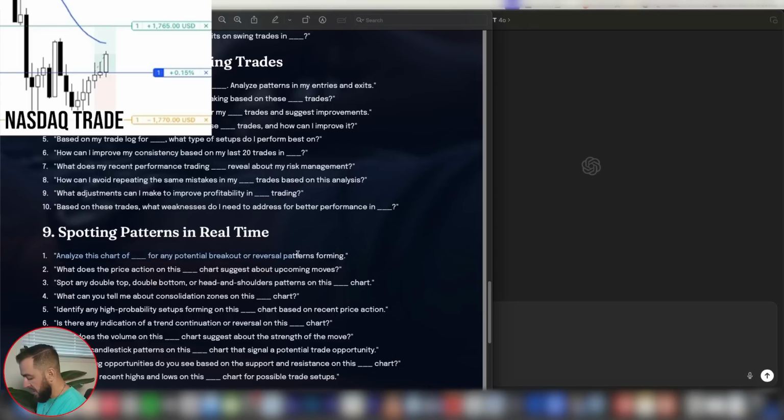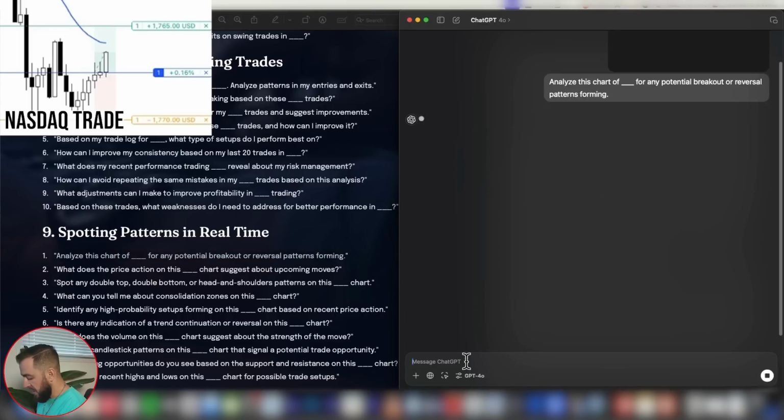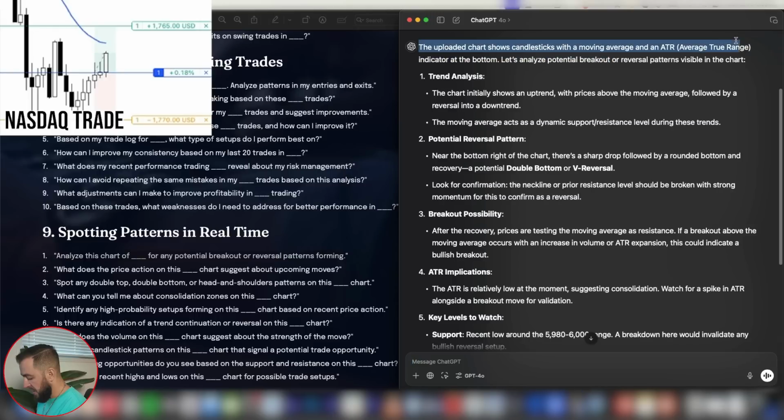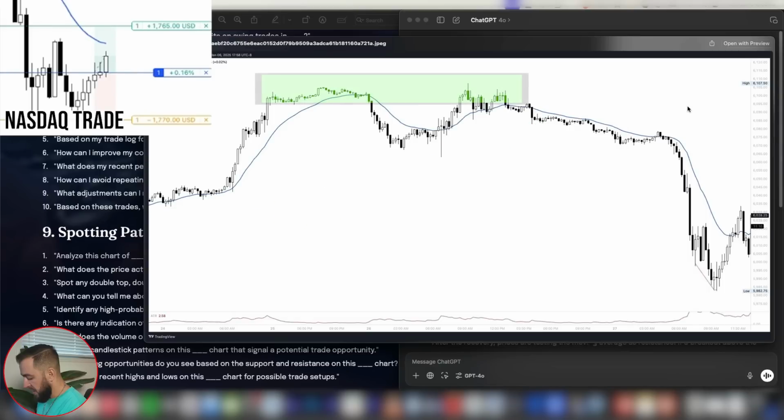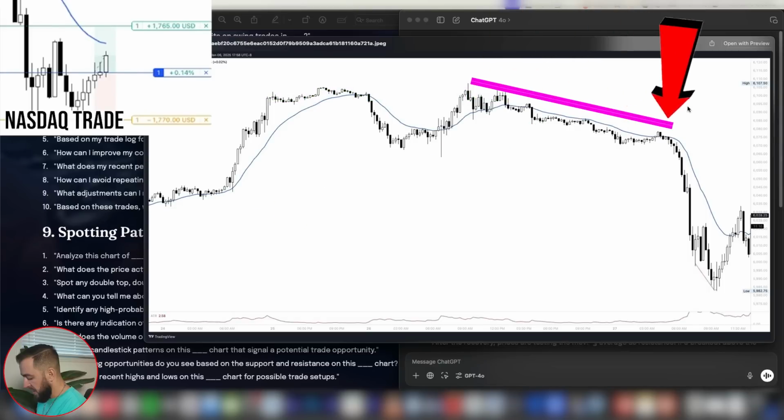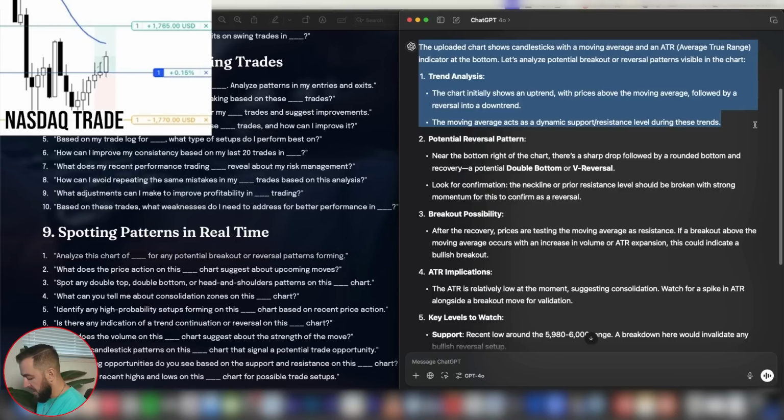Analyze this chart for any potential breakouts or reversal patterns forming. Let's see. The uploaded chart shows candlesticks with a moving average and an ATR indicator at the bottom. Yep. Let's analyze potential breakouts or reversal patterns visible. Okay, number 1, trend analysis. The chart initially shows an uptrend with prices moving above the moving average, followed by a reversal into a downtrend. Let's check that out. Uptrend above the moving average, reversal and a downtrend. Yes. The moving average acting as dynamic support and resistance. Yes, that's how that works.